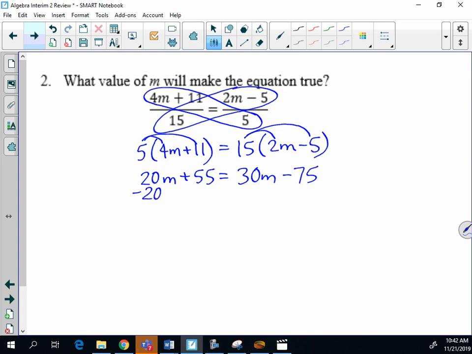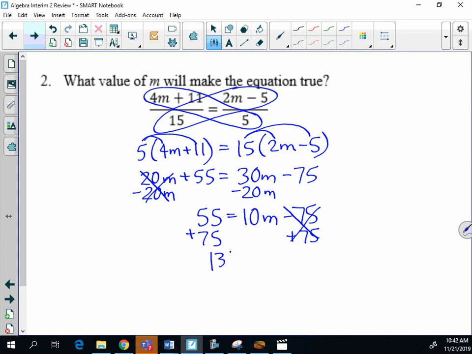I'm going to subtract 20m to cancel to 0 from both sides, and I'm left with 55 equals 10m minus 75. Now let's add 75 to both sides. That will cancel to 0, and now I have 130 equals 10m. Last step, again, divide by 10, and we are left with a 1 there next to our m, and we have 13. Check by substituting back in the original or by using Desmos.